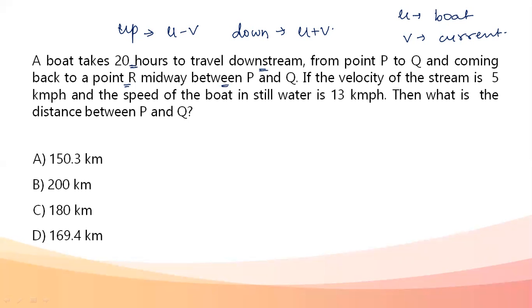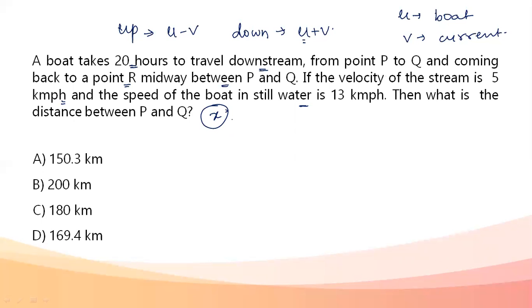If the velocity of the stream is 5 km per hour and the speed of the boat in still water, okay, whenever they give the speed of the boat in still water, they are giving the value of this u directly. It's 13 km per hour. What is the distance between P and Q? Simple question they've asked. So let the distance between P and Q be x.